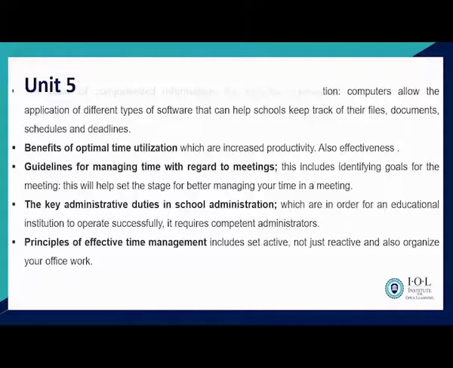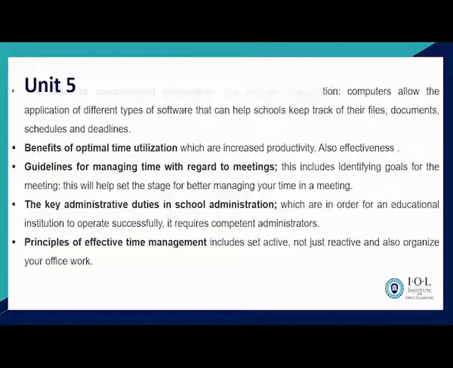The key administrative duties in school administration is the next topic. In order for an educational institution to operate successfully, it requires competent administrators, so that all those administrative issues are dealt with accordingly.